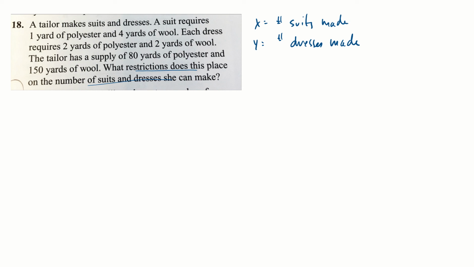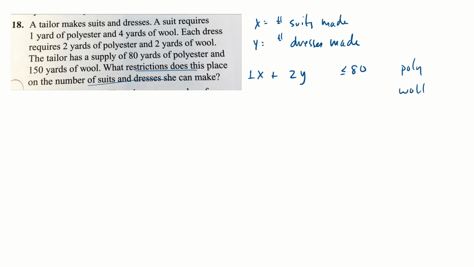Okay, so what are our constraints? A suit requires 1 yard, and each dress 2 yards. Taylor has 80 yards of polyester and 80 yards of wool. So the polyester has to be less than or equal to 80, right? How much polyester do the suits need? Well, the suits need 1 yard, so 1 yard times the number of suits. And the dress is 2 yards of polyester, so 2 times the number of dresses has to be less than 80. So this is the polyester.